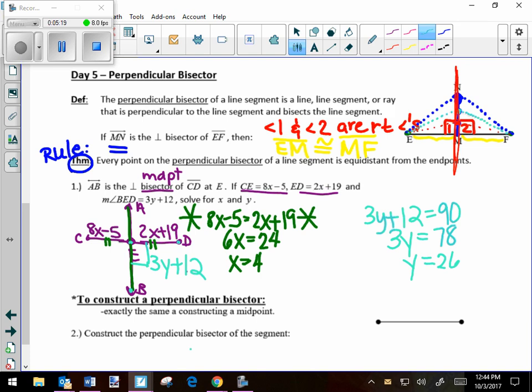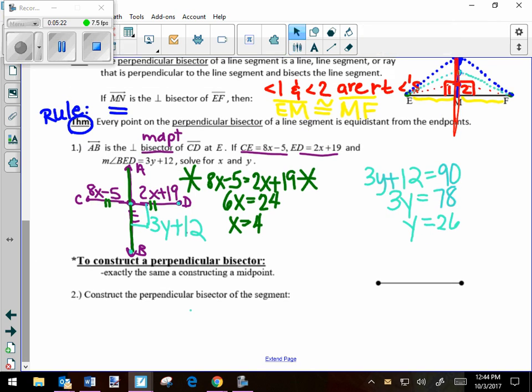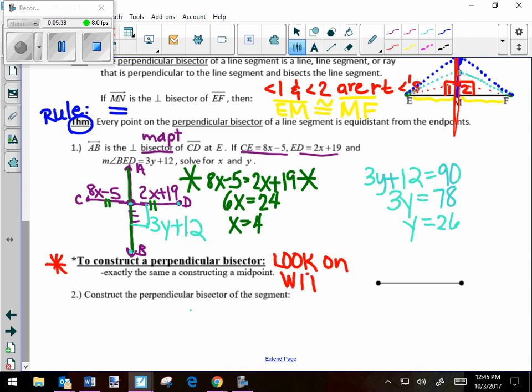The next thing that you see on this page are directions. I shouldn't say directions, steps for you to go through and do a construction of a perpendicular bisector. If we did not do this together in class, you are going to look on Widths and fill this in. On Widths, under the links tab, you will find a video for how to construct the perpendicular bisector. So if you need to pause the video now and go to that, feel free, or you can wait till the end of this lesson and look that up.